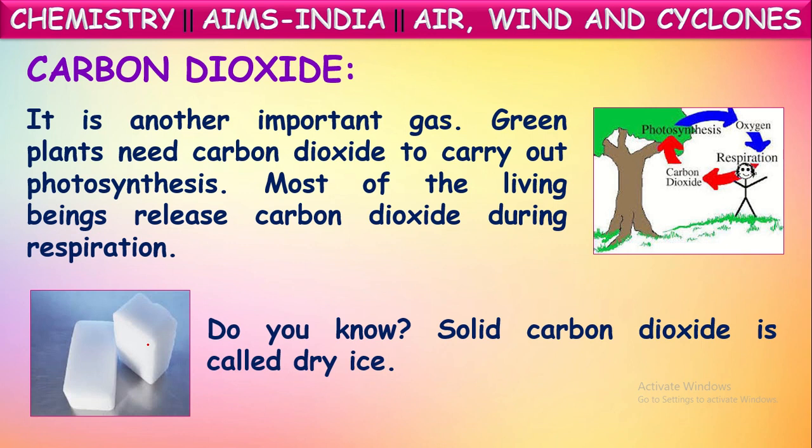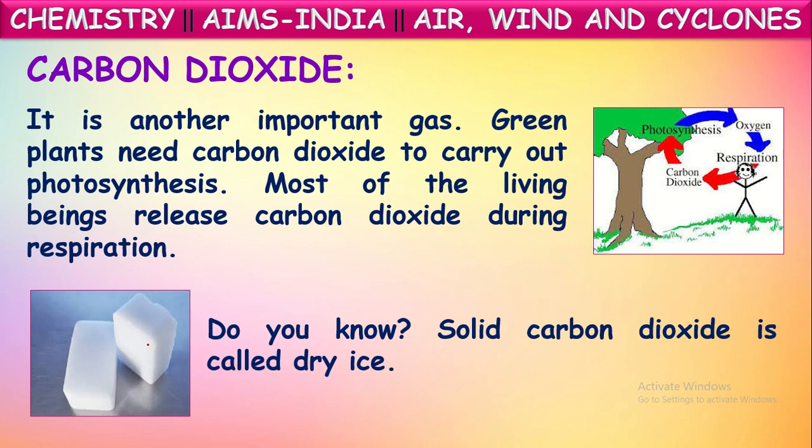Okay. So solid carbon dioxide is called dry ice, and the carbon dioxide gas released by human beings and animals through their respiration process is consumed by the plants, and these plants produce oxygen gas. And again, that oxygen gas is utilized by animals and human beings, and they release carbon dioxide. In this way, the composition of carbon dioxide is maintained and balanced at 0.03% continuously.